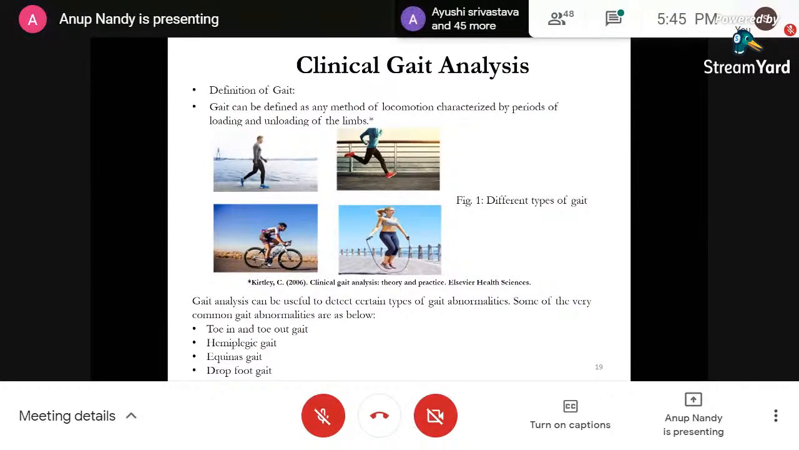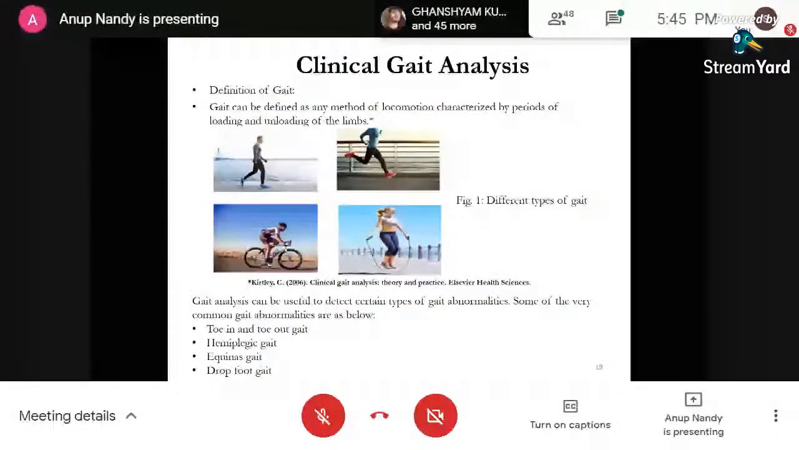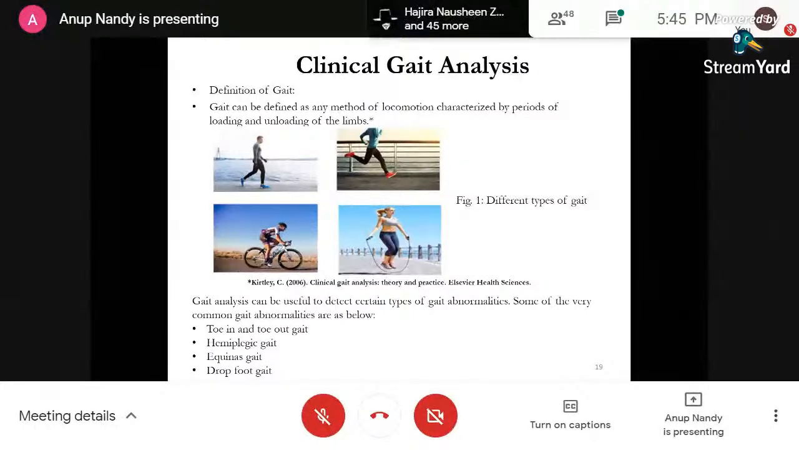My research is applying different AI techniques to develop healthcare systems, so that these AI-based systems could be useful to common people to diagnose different types of diseases, like hemiplegic gait, equinus gait, and drop foot gait. It will help with early diagnosis of diseases like Parkinson's, cerebral palsy, or autism spectrum disorder, ASD. This is a very wonderful area of research that you could explore.